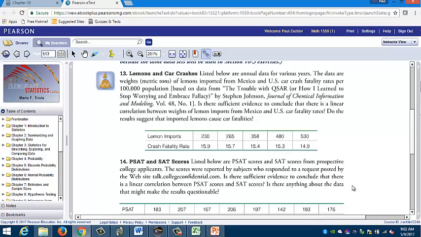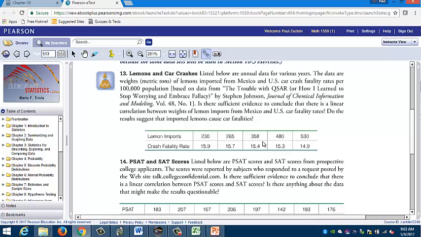Is there sufficient evidence to conclude, if there's a correlation, right? What is this? The tons? Metric tons of lemon imports and the crash fatality rate? Did you get a correlation here? I have to do this. You guys want me to do this on the calculator or computer? Okay, let's do the computer.